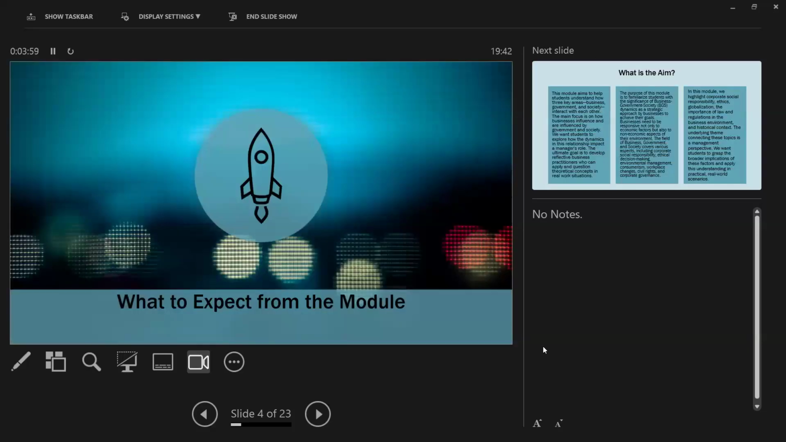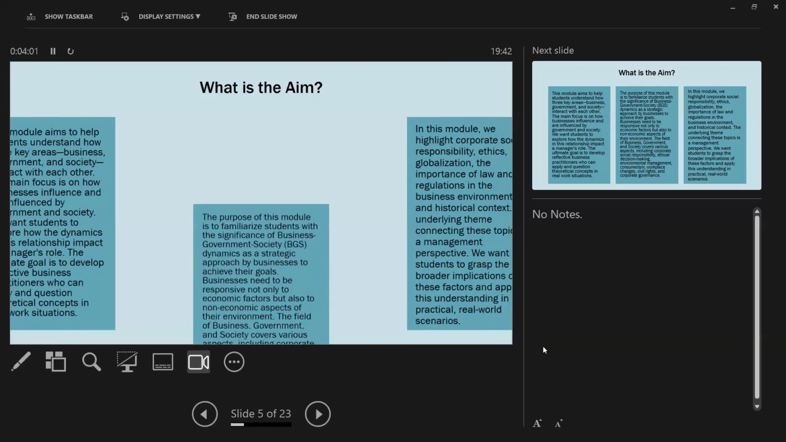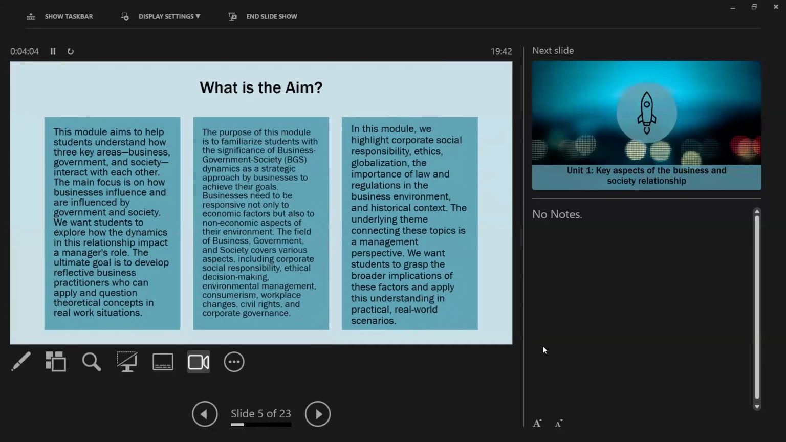So what to expect from the module? What is the aim? What is the module all about? The module aim is to help students understand three key areas. You must understand the business, you must understand the government, and you must understand the society and the interaction between each of these components. The main focus is on how businesses influence and are influenced by government and society.